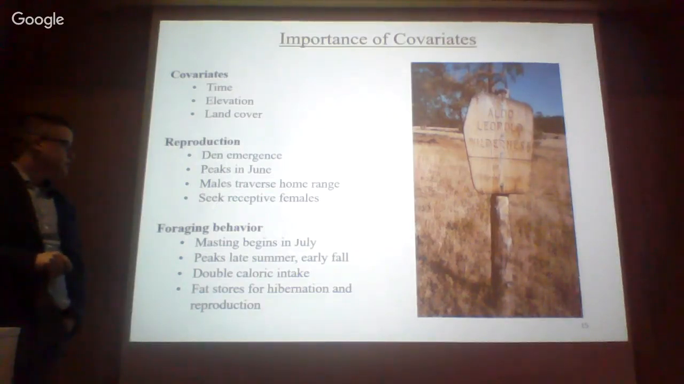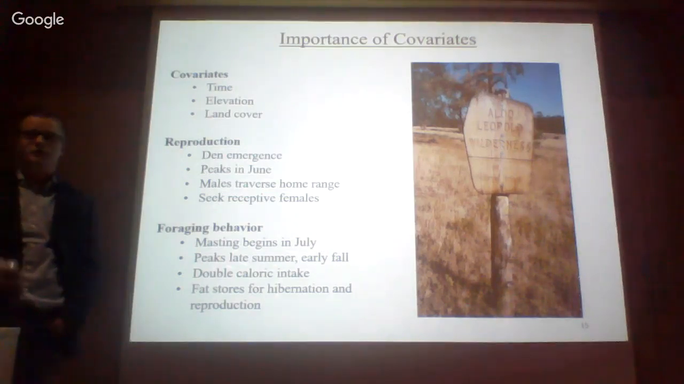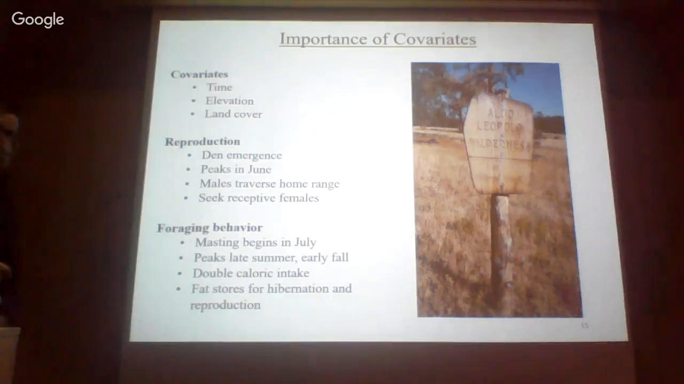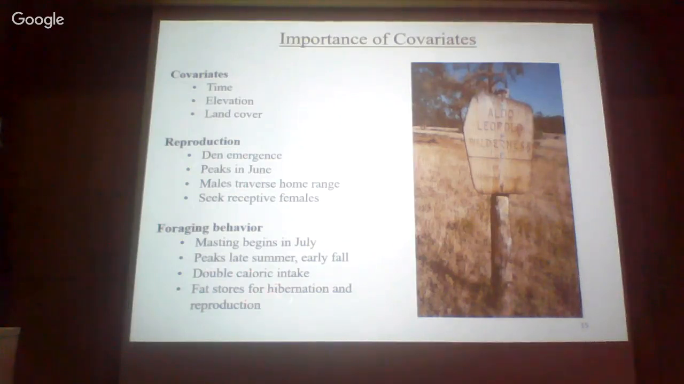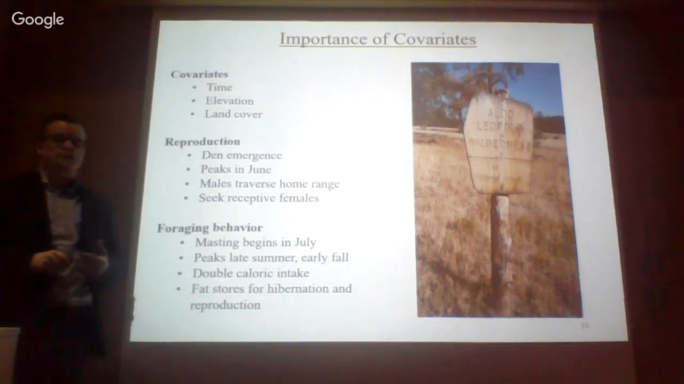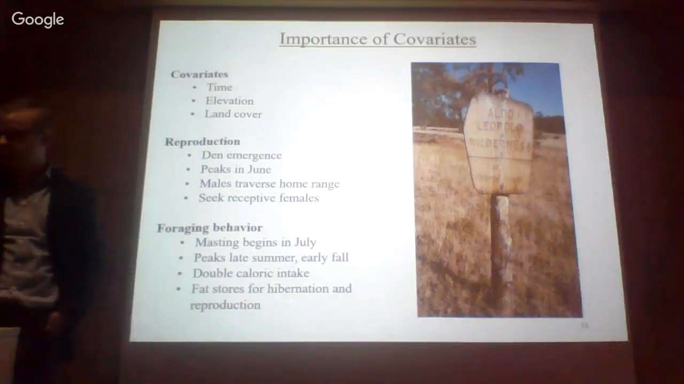By midsummer, your masting season is beginning, so you have your berries coming on. By late summer, early fall, you have the peak in that masting season, but now we've switched over to acorns and juniper berries. And at this time, bears are hitting up this really patchily distributed food landscape as they're trying to double their caloric intake per day, in order to accumulate those fat stores for both hibernation and then reproduction in females.